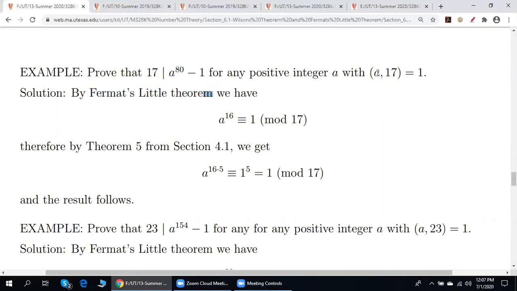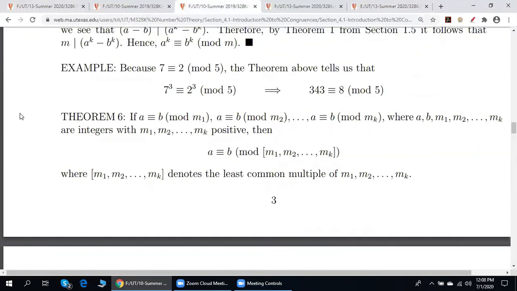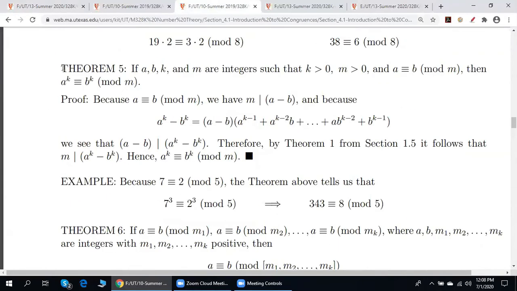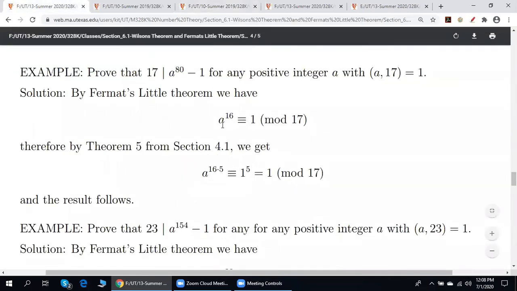So once again, since a and 17 are relatively prime, by Fermat's little theorem, a to the 16th power is congruent to 1 modulo 17. Here's what we do next. Let us go back to section 4.1. Please take a look at Theorem 5. If a is congruent to b modulo m, a to the kth power is congruent to b to the kth power modulo m. This is exactly how we jump from here to here.